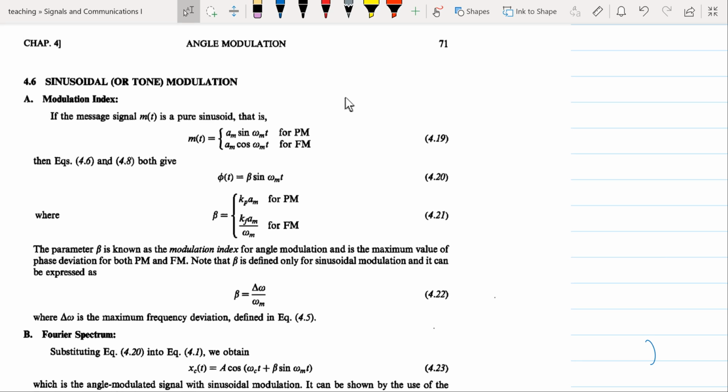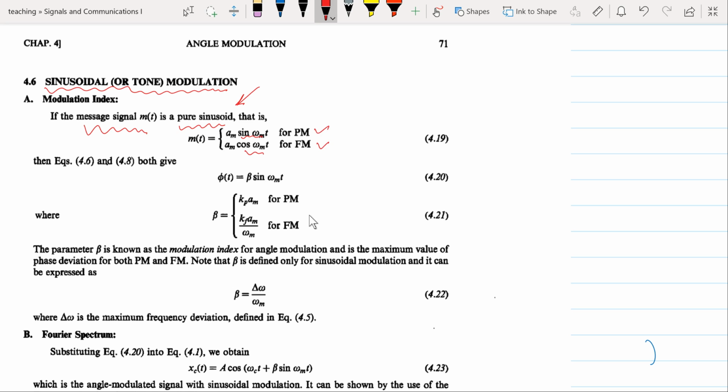Now we jump to a special case of modulation or angle modulation, in which we consider when the message signal is a pure sinusoid, and we normally call that sinusoidal or tone modulation. So we are assuming that the message signal can never take any other arbitrary form. It will only be a pure sinusoid. It might be a sine or a cosine, for PM and FM respectively.